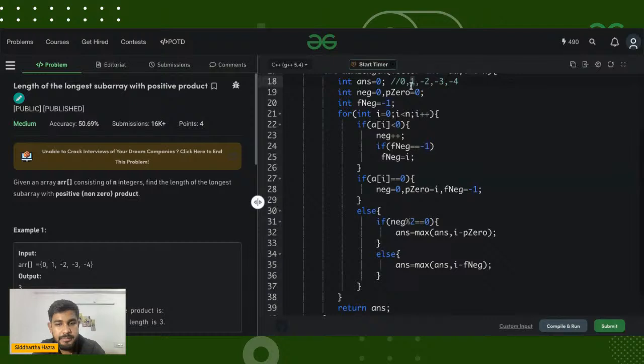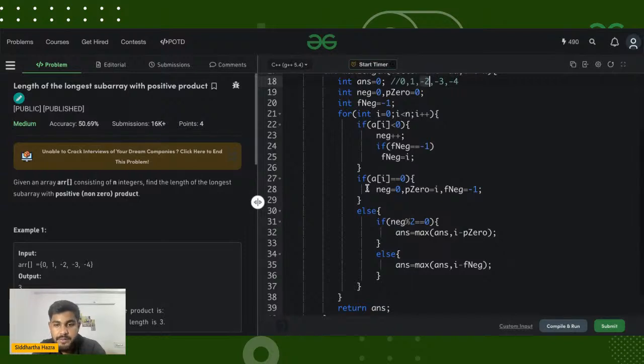Next, it is a positive number. So at this point, f negative minus 1, minus 1 modulo 2 is not equal to 0. So it would come at this point. Then what is the value of i? i is equal to 1. 1 comma minus 1 is equal to 0. This won't run. So minus 2.